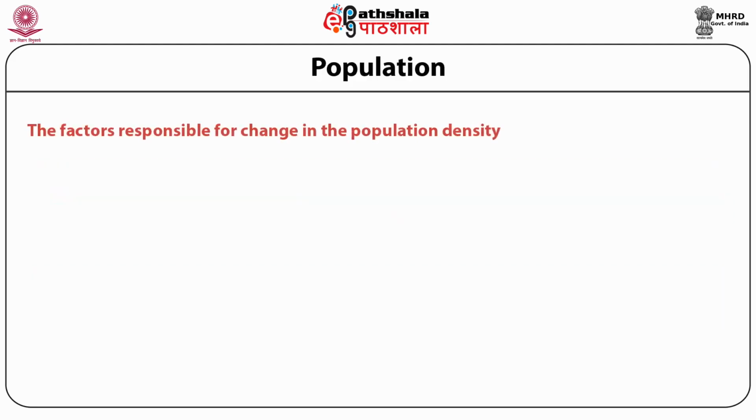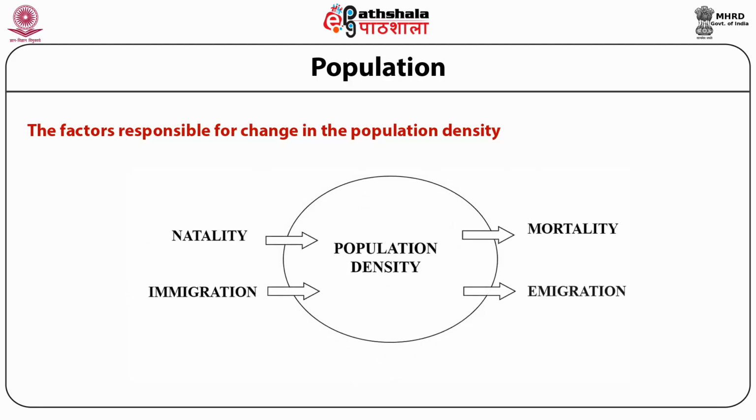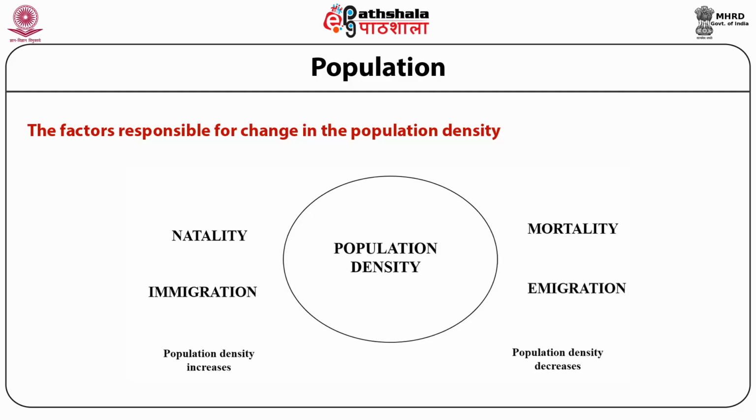The important factors responsible for change in the population density are shown in figure 1. In this figure, you can see there are a number of factors, for example, natality, immigration, mortality, and emigration. So, natality and immigration are responsible for increasing the population density, whereas mortality and emigration, these two factors, are responsible for decreasing the population density.